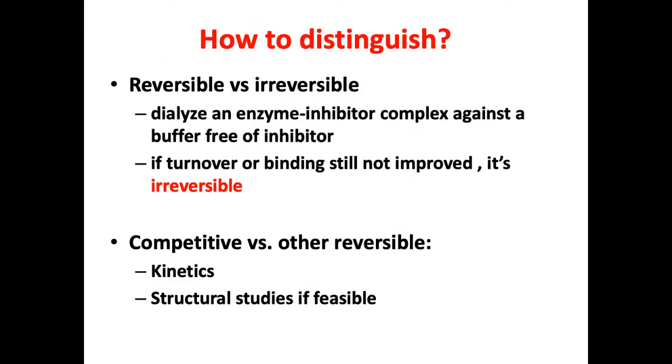So, how do we distinguish between reversible and irreversible? When we dialyze an enzyme-inhibitor complex against a buffer free of inhibitor, if the turnover number or binding does not improve, it's irreversible. And there is also a way to distinguish between competitive and other reversible types. Kinetics and structural studies make this possible.